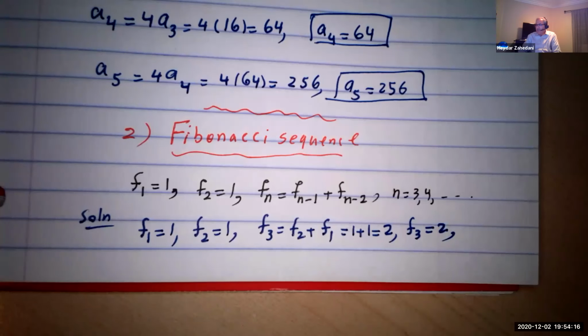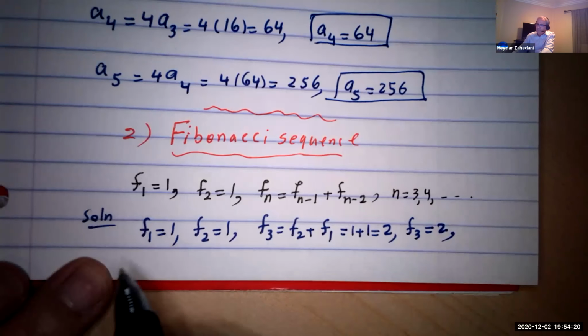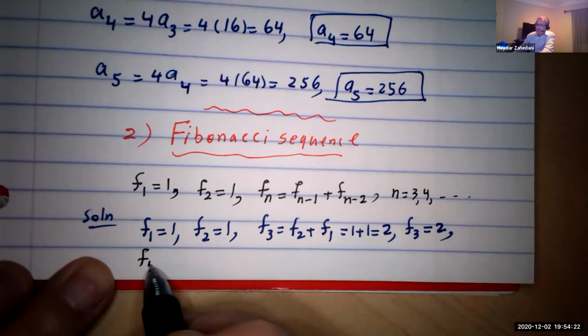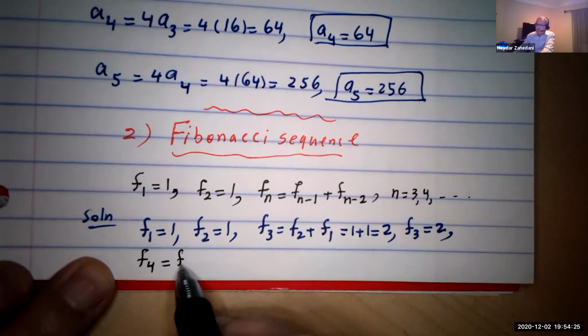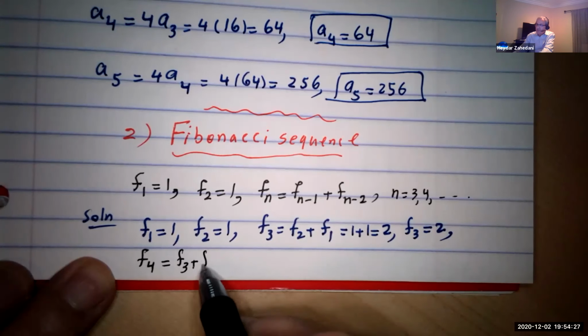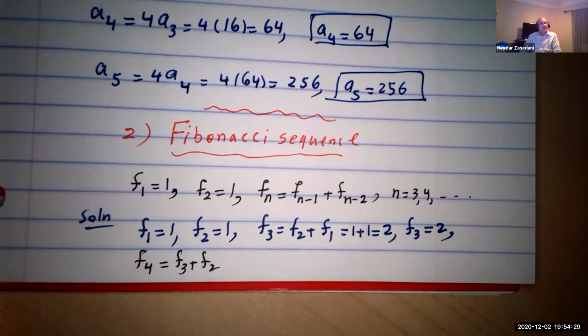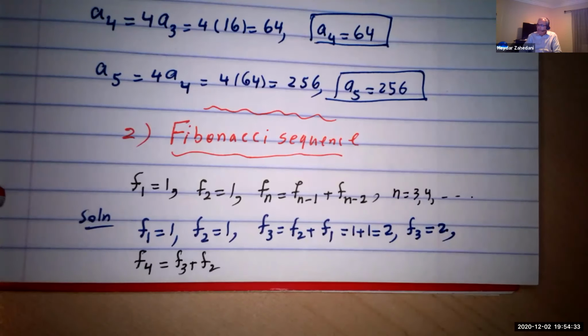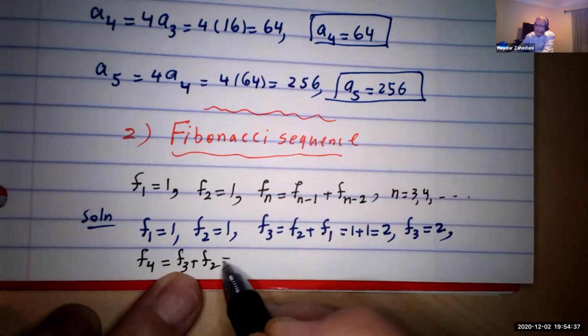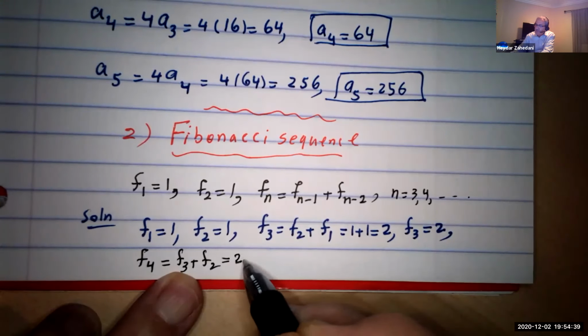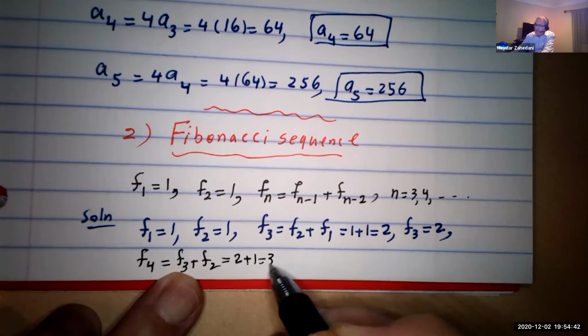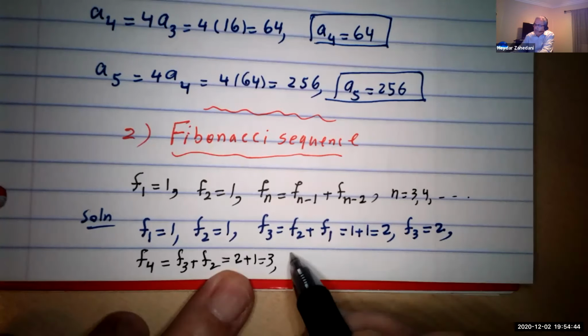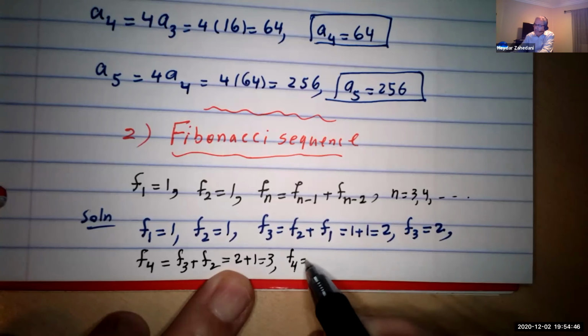That's F3. Let's find F4. If you want to find F4, you have to go down once, F3, once more, F2, the sum of the two previous ones. So what is F3? F3 is 2 and F2 is 1. So that gives you 3. So F4 is equal to 3.